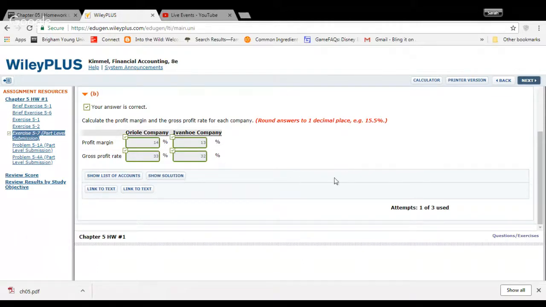So I hope this helped a little bit. Remember that gross profit rate is gross profit divided by net sales, and a profit margin is net income over net sales. And like I said, once you kind of get the hang of it, it's not that hard.